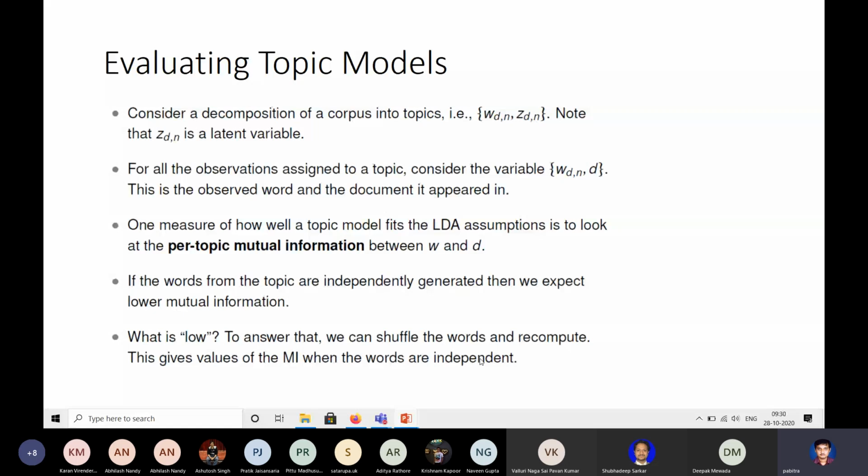Different ways you can shuffle the words, compute mutual information, and this will act as an evaluation. There is a parameter called perplexity, which measures how good a topic model is. Basically, given a topic, what is the mutual information between a word and a document? Given a coloring, so given the colors of a word, how much information do I have about the different colors of a document, between a word and a document? This should be low.